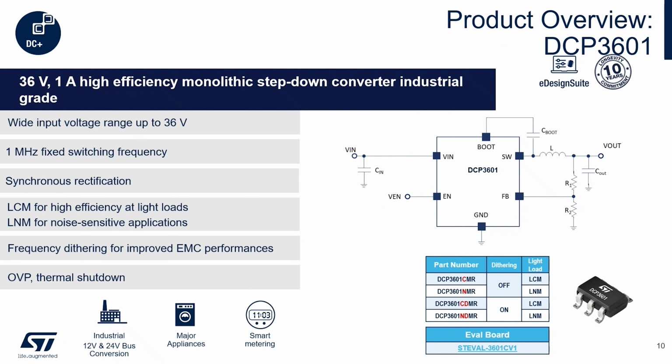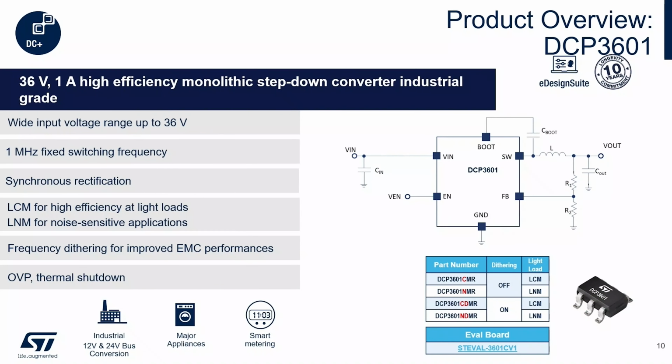It has a fixed 1 megahertz switching frequency, and it comes in two versions: LCM, which is low consumption mode, and LNM, which is low noise mode. So basically, it is a PFM for high efficiency at light loads, and PWM for more predictable ripple for noise sensitive applications. This device also comes in dithering and non-dithering versions, leveraging spread spectrum within the internal oscillator of the buck regulator, which helps with emissions testing.